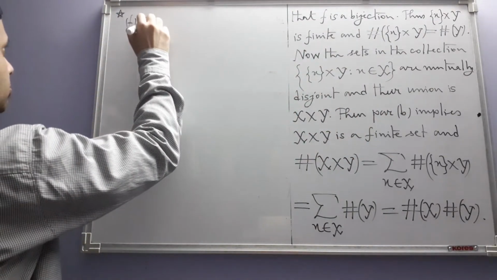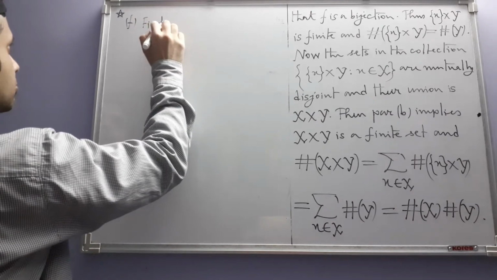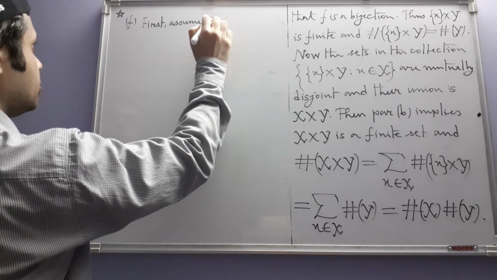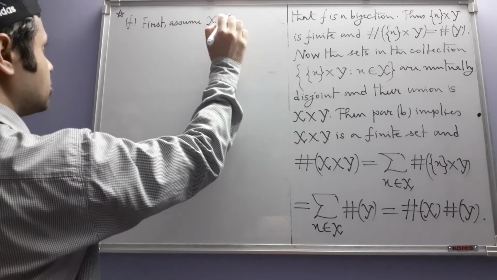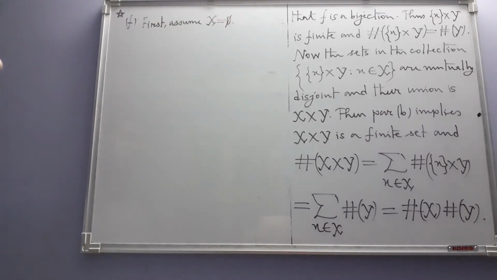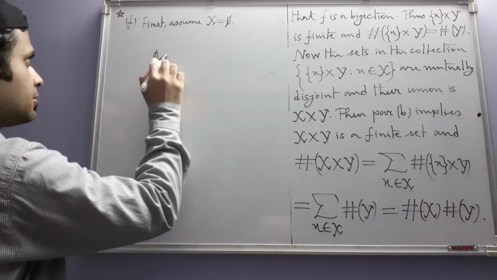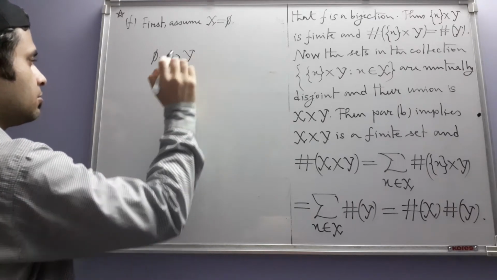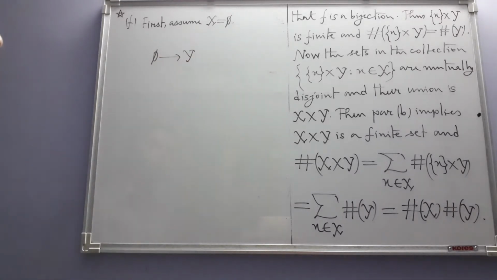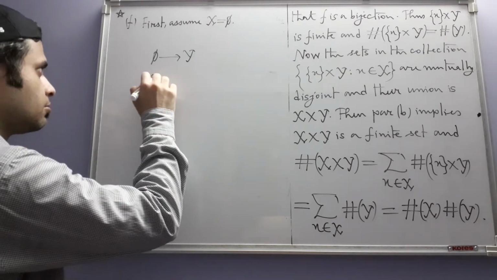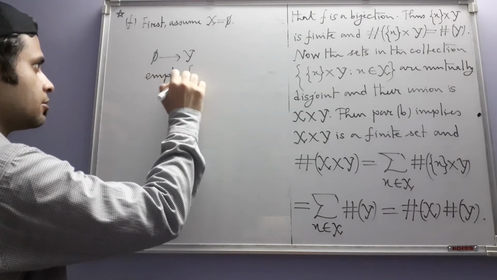First, assume that x is empty. If x is empty, then how many functions are there from x into y? Exactly one function, and that is the empty function.